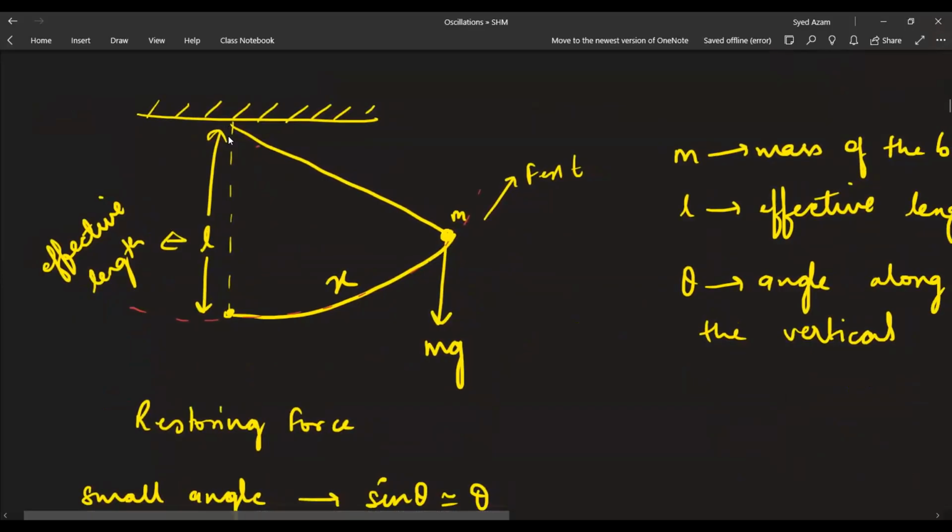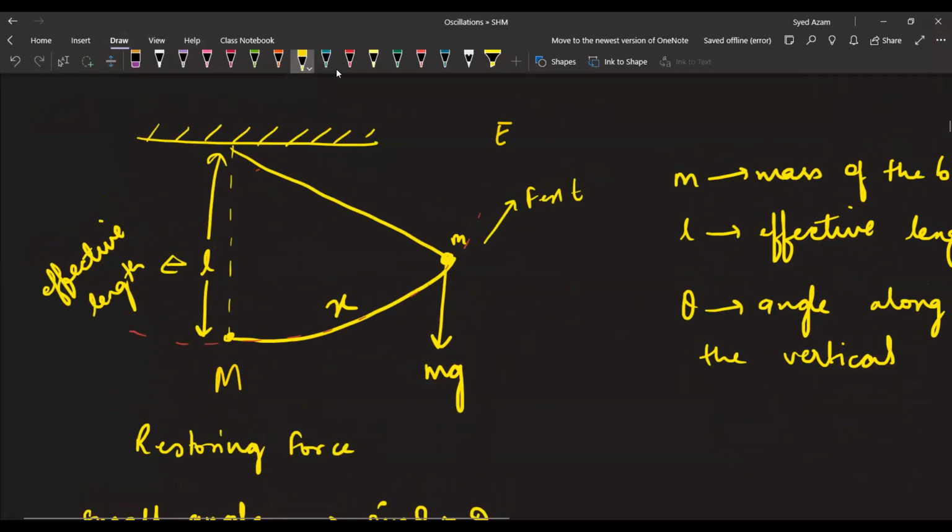So the effective length of the pendulum is, let's say, L, and the pendulum is swinging from the mean position to the extreme position. Now there is a point at which the length of the arc, let's say, is x, and I have taken this point. First, let us consider all the forces that are acting.